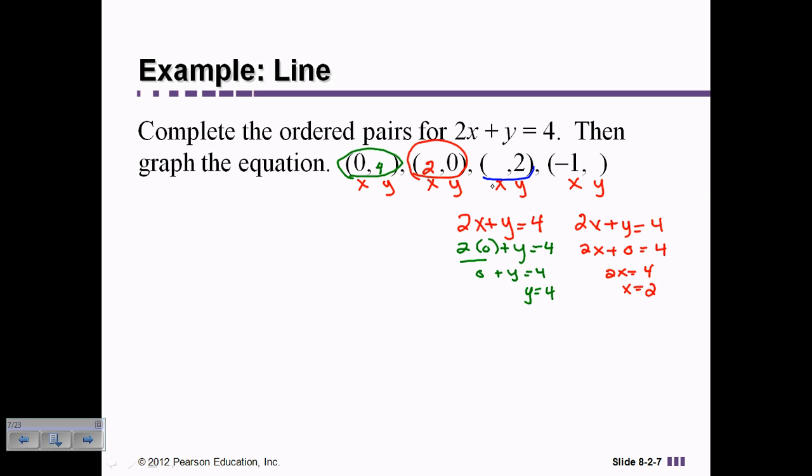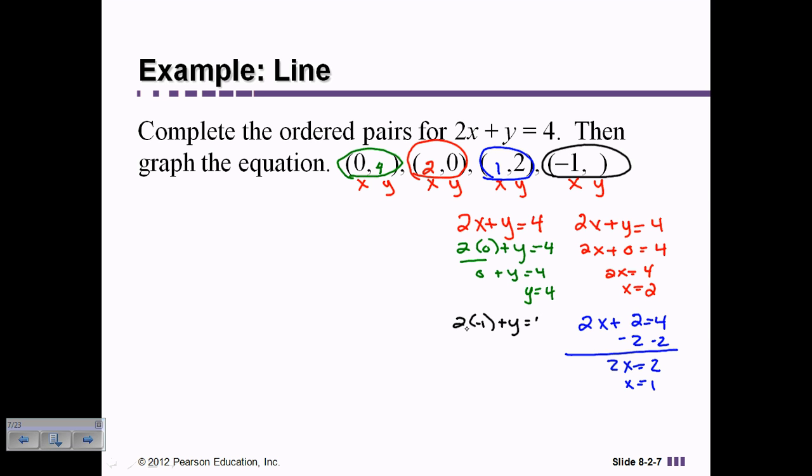On the third problem, I'm going to substitute 2 for y. So I end up with 2x plus 2 equals 4. Solve for x. Subtract that 2 from both sides. So 2x equals 2. So x equals 1. So this would be the point 1, 2. And then the last one, I'm going to replace x with negative 1. So I get 2 times negative 1 plus y equals 4. So this is negative 2 plus y equals 4. Add 2 to both sides. So y equals 6.